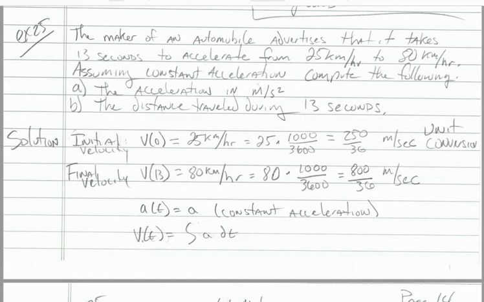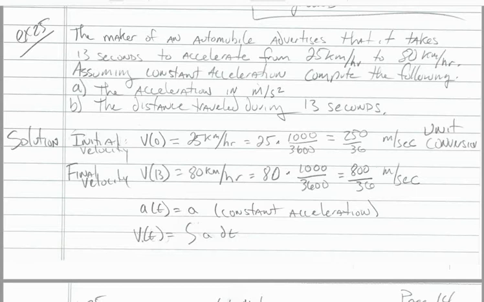Alright, let's look at the last example here, example 25 that we have for 4.1. Once again, we have acceleration, we have to find velocity, and then use velocity to find position in this problem. So once again, a simple physics type problem. The maker of an automobile advertises that it takes 13 seconds to accelerate from 25 kilometers an hour to 80 kilometers an hour. Assuming constant acceleration, compute the following.